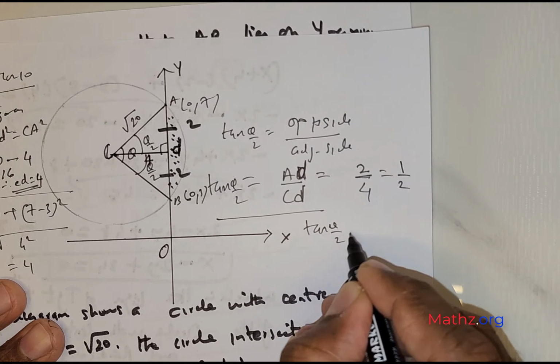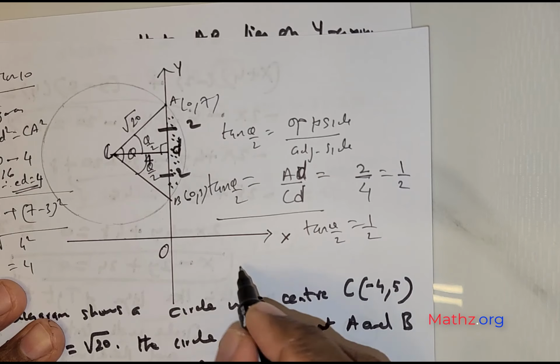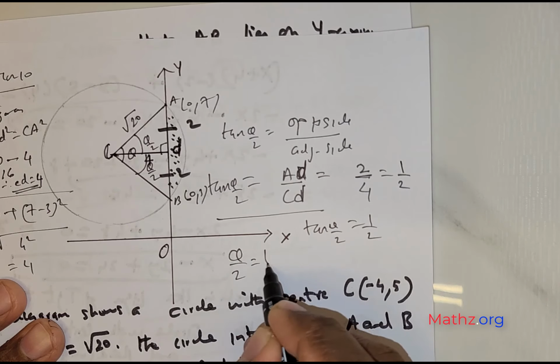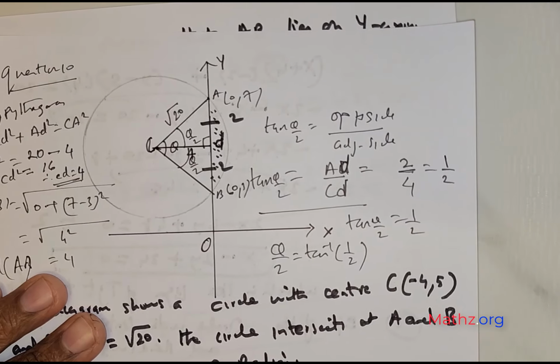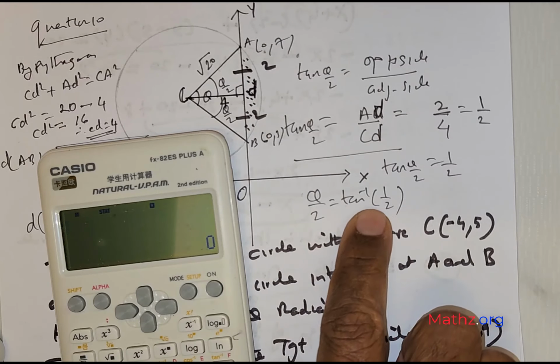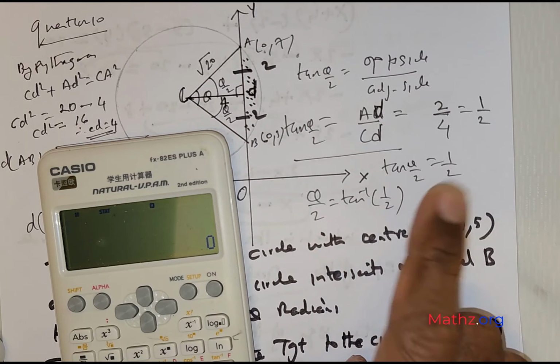So tan theta over 2 is equal to 1 over 2. Therefore theta over 2 is tan inverse of 1 over 2. So we need to get this value, tan inverse of 1 over 2. So let's use a calculator. Okay, I've got the calculator. So this 1 over 2 is 0.5.